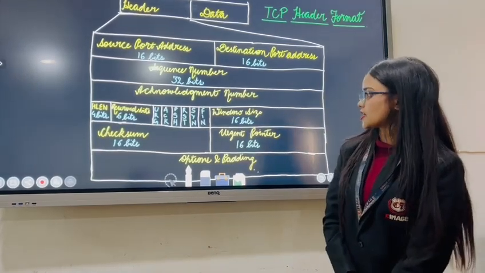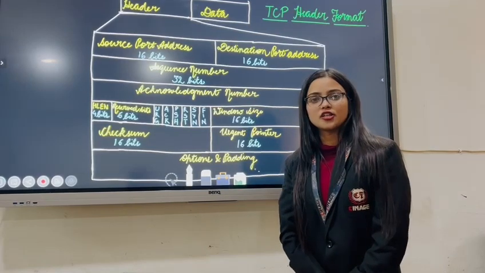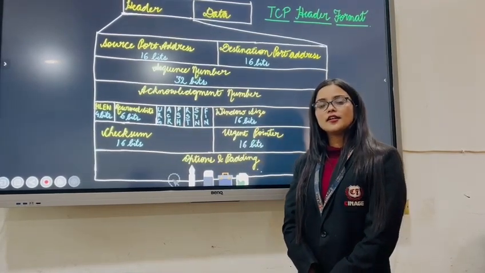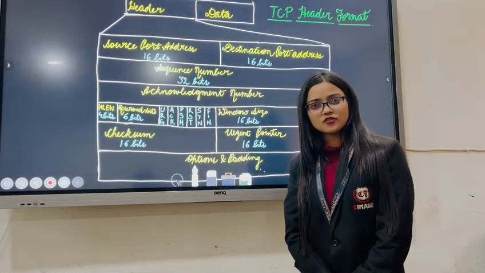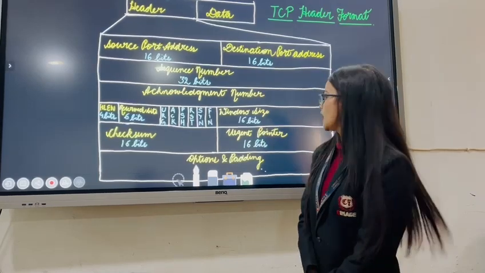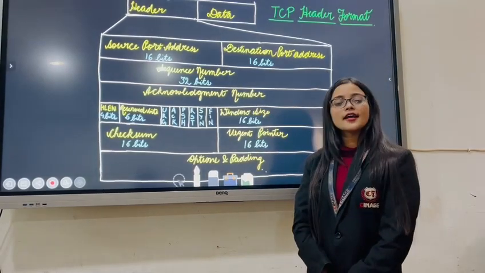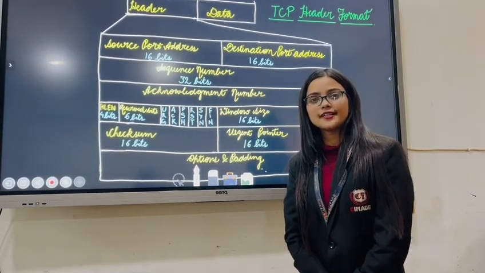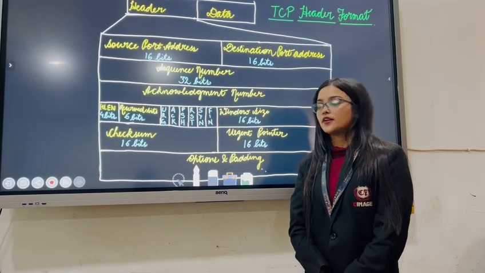And the next is checksum. It is used for error detection. It is a 16-bit field. In UDP it is not necessary, but in the case of TCP/IP it is necessary. And the next is urgent pointer. It is a pointer that points to the urgent data byte if the URG flag is set to 1.